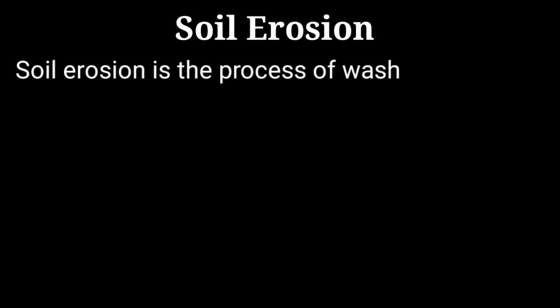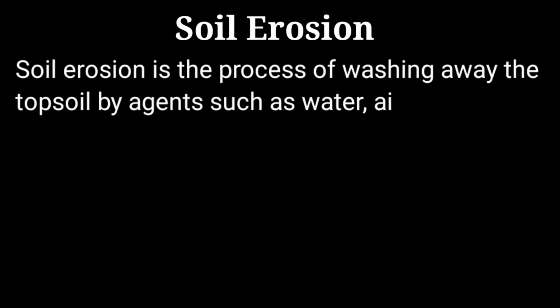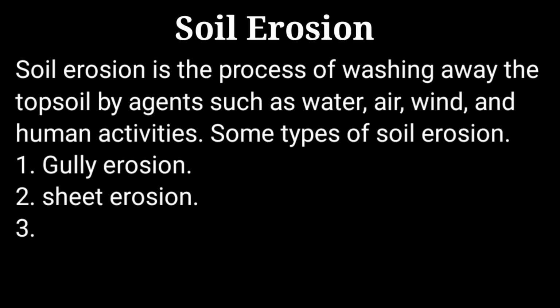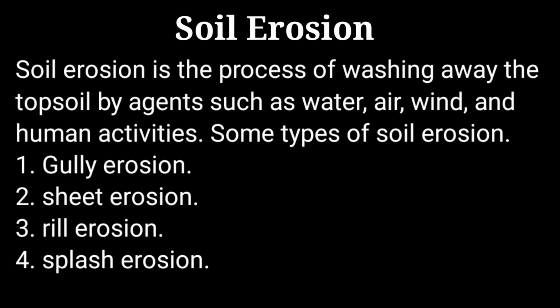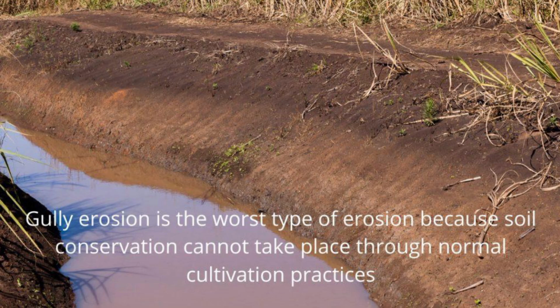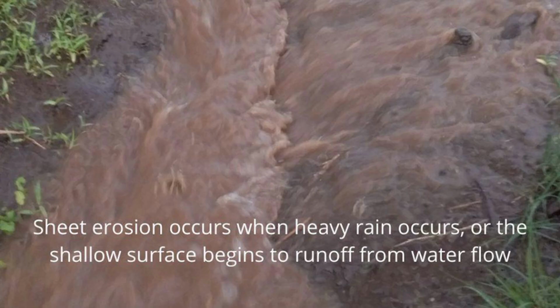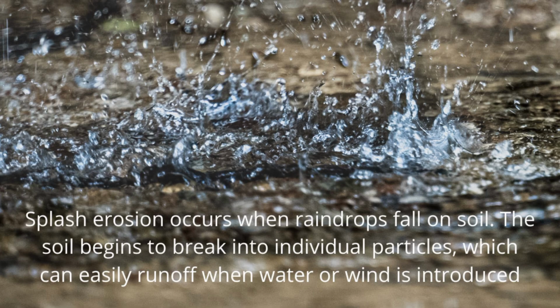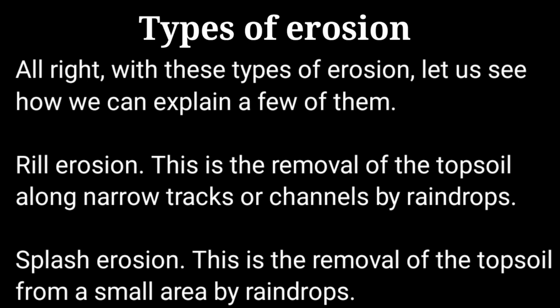All right, let us look at soil erosion as a subtopic. Soil erosion is the process of washing away the topsoil by agents such as water, air, wind, and human activities. Now, let us look at some types of soil erosion. Number one, we have gully erosion. Number two, sheet erosion. Number three, rill erosion. Number four, splash erosion.